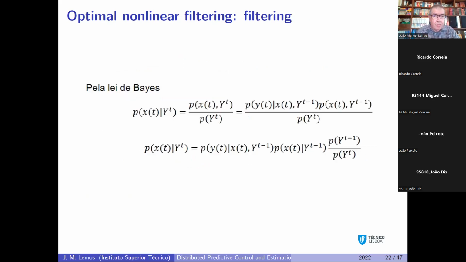Now, we have already seen how to make a prediction in probabilistic terms. Now let's do filtering. You assume that you receive an observation and you correct your prediction. So again, let's use the Bayes law. By Bayes law, the joint probability of xt and yt is the probability of xt given yt times p of yt. So you can write this formula. That's just Bayes law.